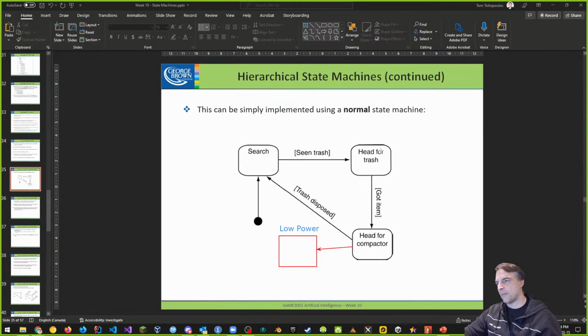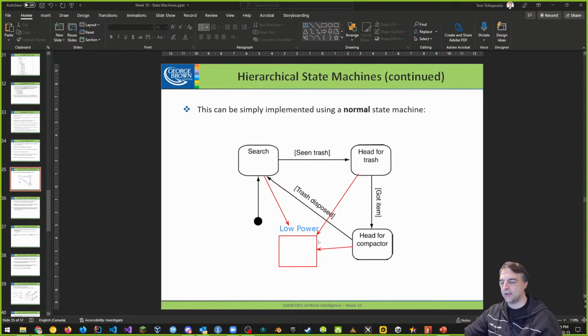Can I go from heading for trash to low power? Yeah, I'm in a low power. And I can also go from searching to being in low power. So I can have all those three things. And now I'm literally doubling the number of transitions, right? Because I have 1, 2, 3, and now I have 6 just by doing this, right?